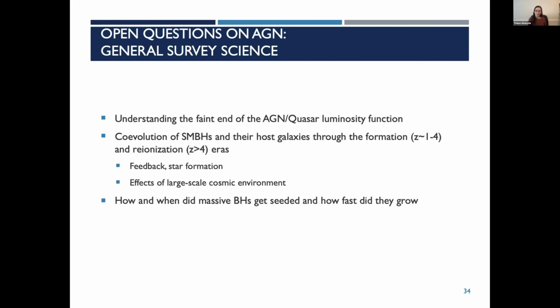On the non-time domain side, Roman can be used to detect and observe AGN out to redshifts greater than 7, allowing us to study AGN at the faint end of the AGN luminosity function, allowing us to study AGN at high redshifts, as well as the coevolution of supermassive black holes and their host galaxies during the epoch of reionization, including feedback mechanisms and their influence on the cosmic environments, as well as the origin and evolution of the first supermassive black holes.